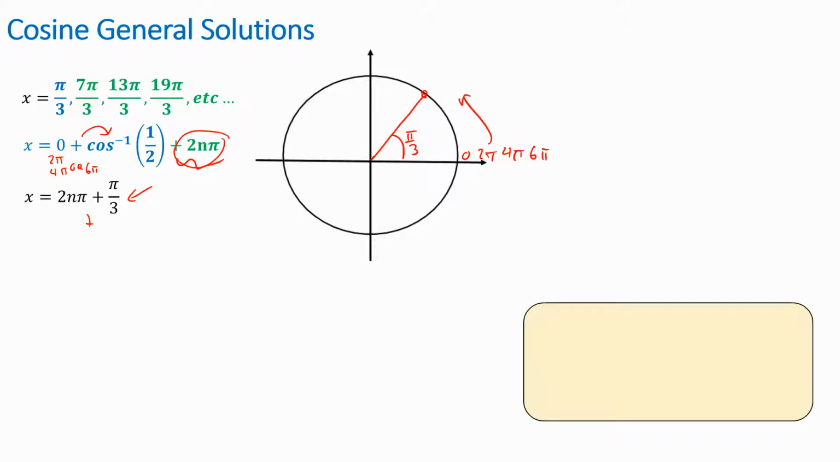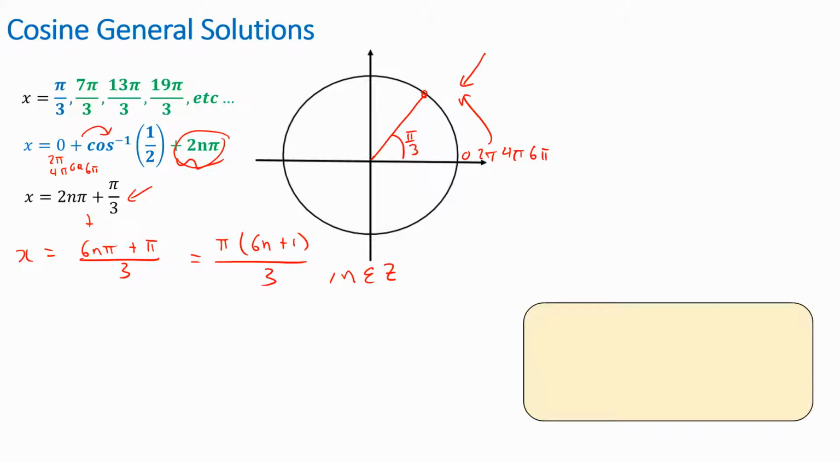So we normally don't write our answers as 2n pi plus pi on 3. We normally collect them as one fraction. So this would be 3 times 2, which is 6n pi plus pi all over 3. But you can see there's a factor of pi, so I can write it as 6n plus 1 pi on 3. And that will be the general solution, given that n is an element of Z for this one point. And that's only one solution.